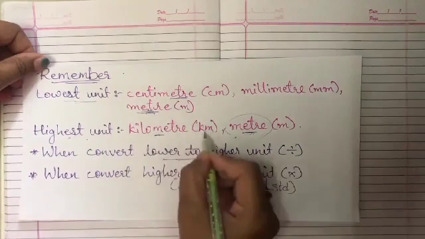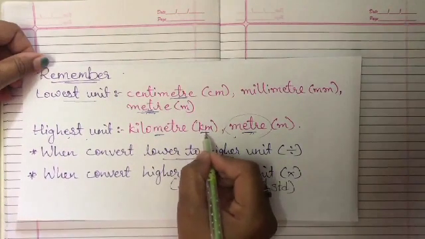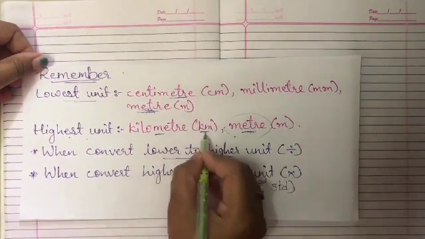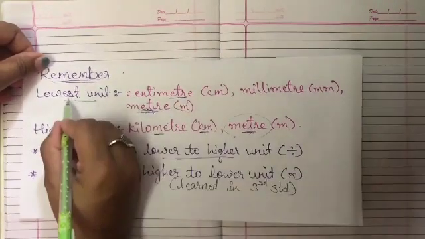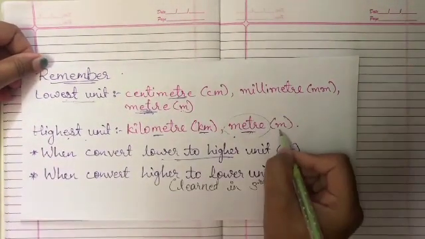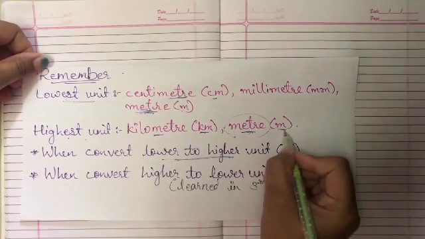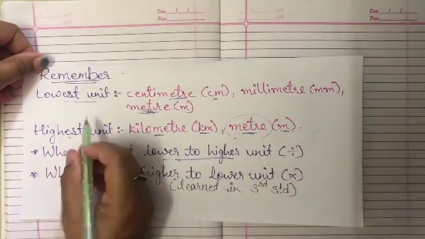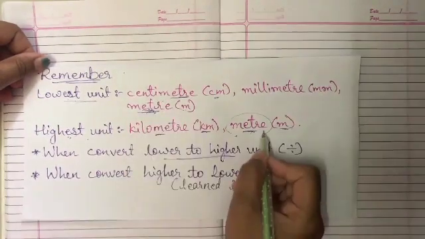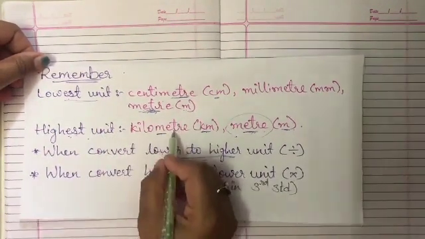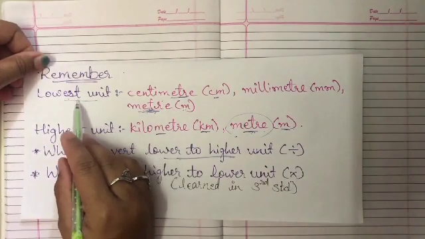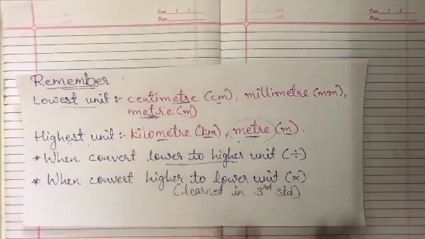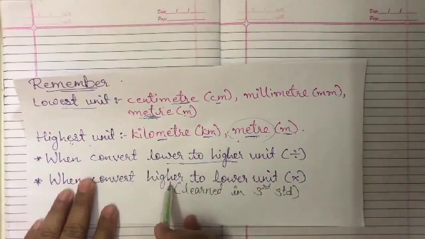Simple thing is there. When you have to convert m into km, then m will be lowest, and when you have to convert cm into m, then this m will be highest. When it is given centimeter, meter will be highest, and when it is given kilometer, the meter will be lowest.